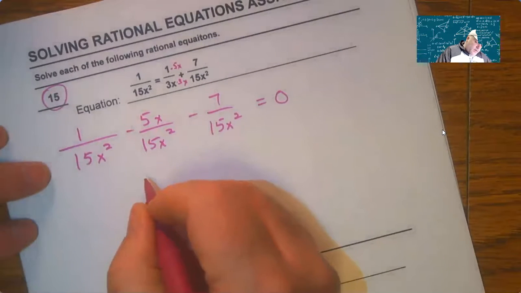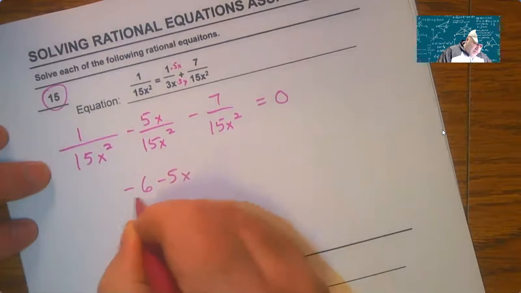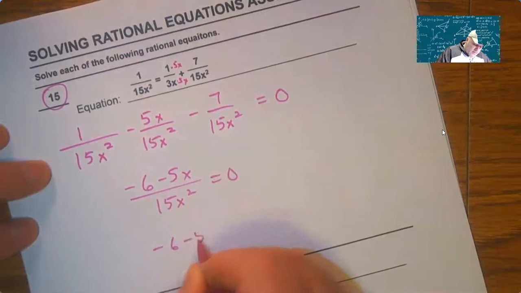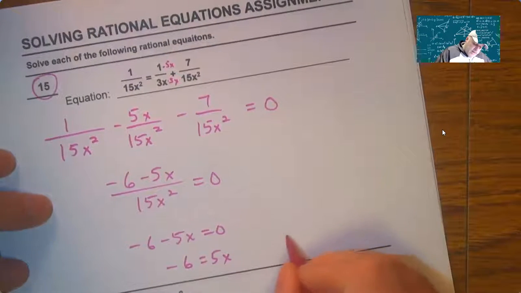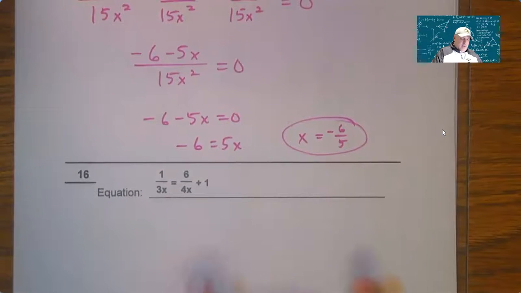Okay, so this will be negative 6 minus 5x when we combine the top over 15x squared. So we take the top equal to 0. And so x is negative 6 over 5. Make sure you divide by the correct thing. So make sure you're dividing each side by 5 and doing things correctly. So that is the first assignment for quiz 6.